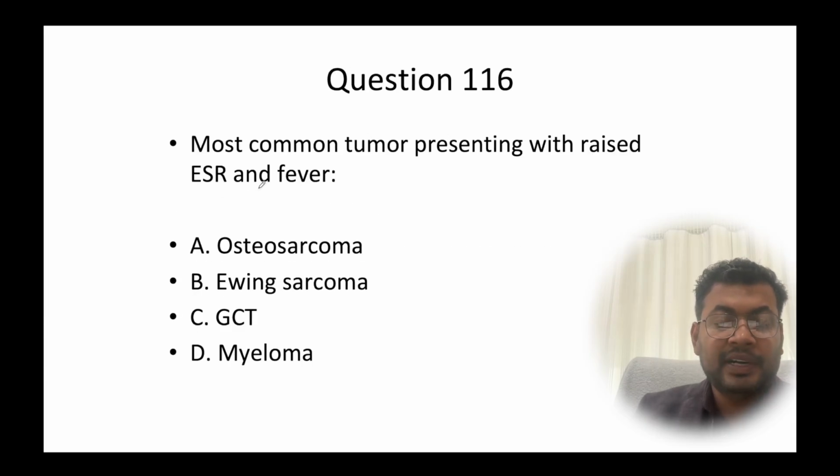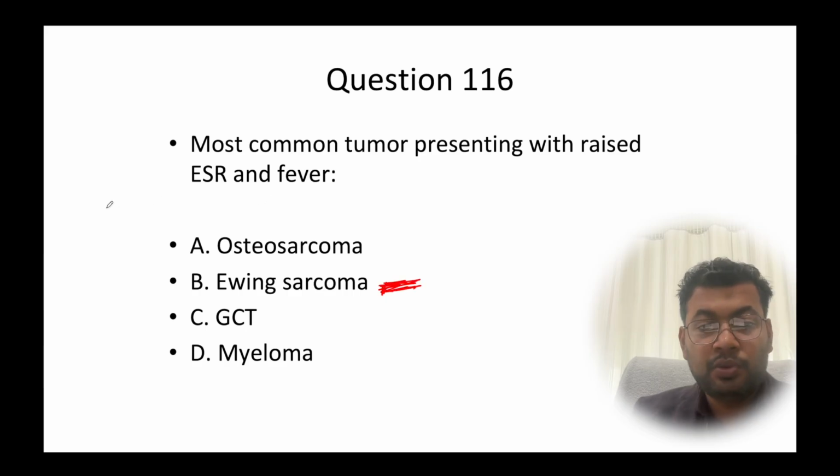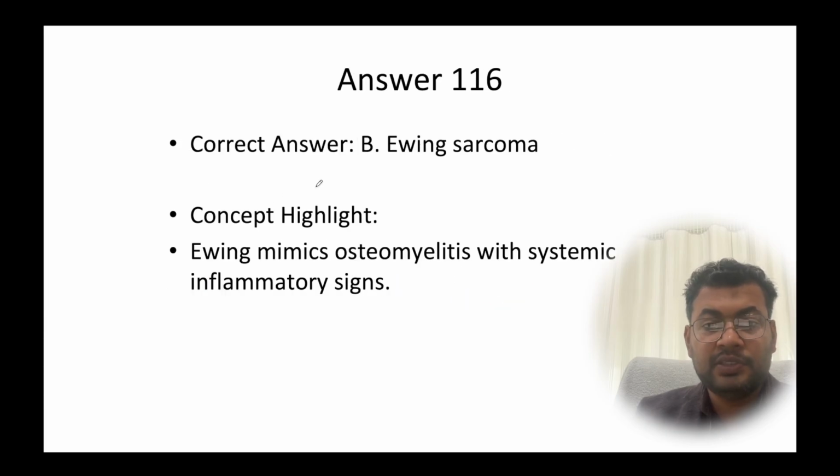Most common tumor presenting with raised ESR and fever, that is, systemic. They are asking about the systemic signs. So Ewing sarcoma is a systemic disease because it arises from the marrow based cells. So it is Ewing sarcoma which will produce the systemic symptoms. So B, Ewing sarcoma should be the answer.